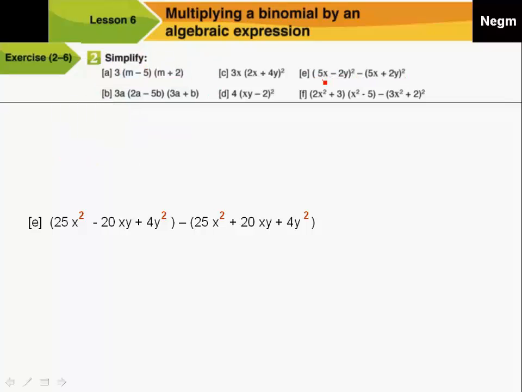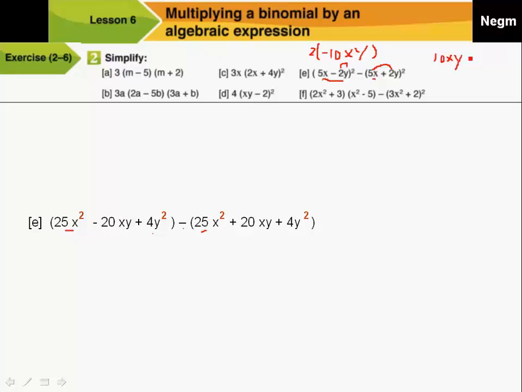Here we have 5x times 5x is 25x squared. 5x times minus 2y is equal to minus 10xy, and minus 10xy must be multiplied by 2 to give minus 20xy, and 2y multiplied by 2y is equal to 4y squared. Minus 5x times 5x is 25x squared, and 5x times 2y, 5 times 2 is 10, of course, plus times plus is plus, x times y is xy.